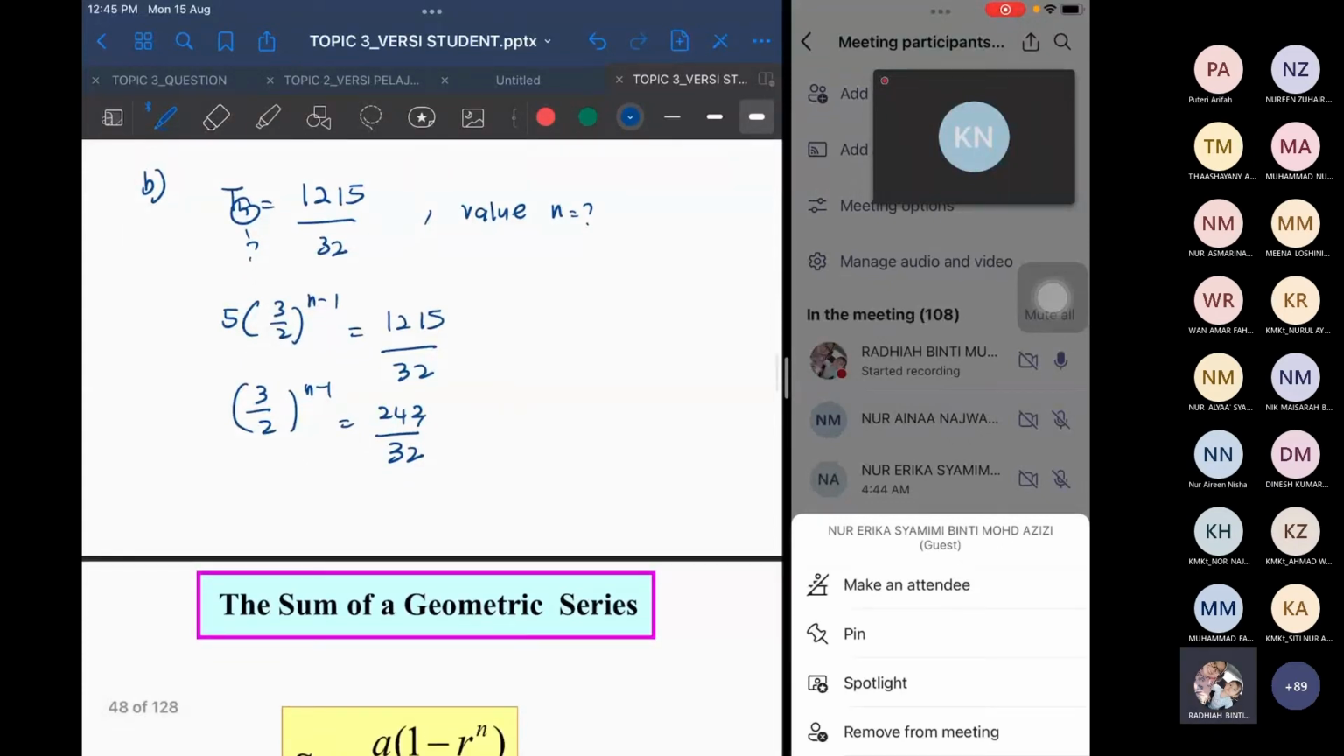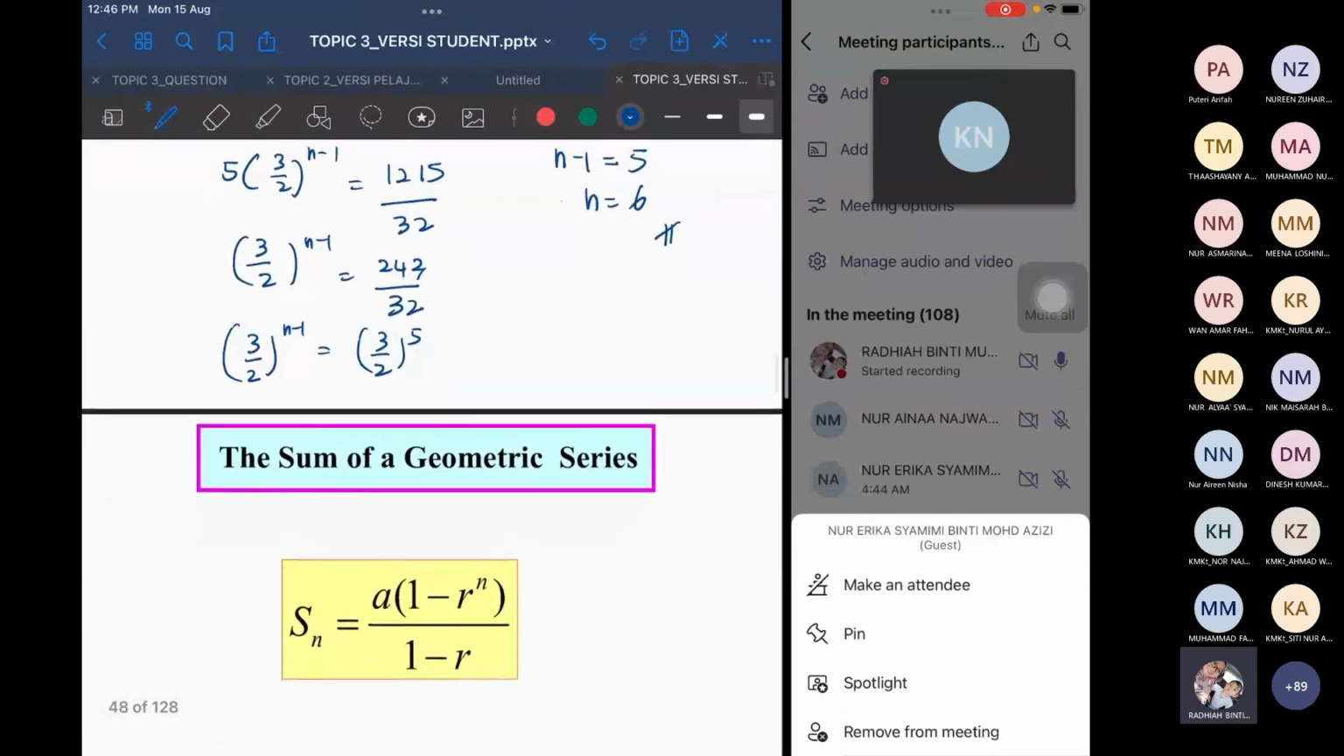Okay, so kita pemudahkan 243 divide by 32 tu dalam bentuk yang mudah dia adalah 3/2 kuasa dengan 5. So base dia sama, so kita boleh compare by indices lah. Okay, so sama. So n minus 1 is equal to 5 and then your n is equal to 6. So you punya value of n adalah 6.